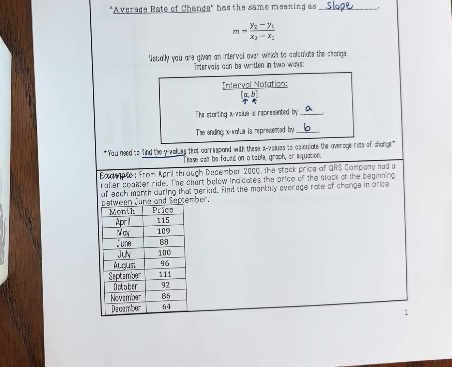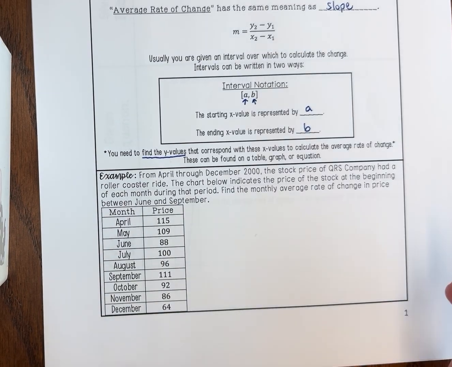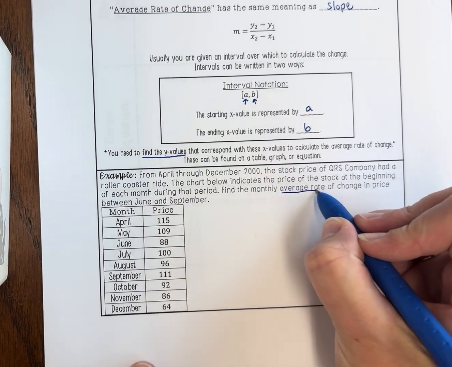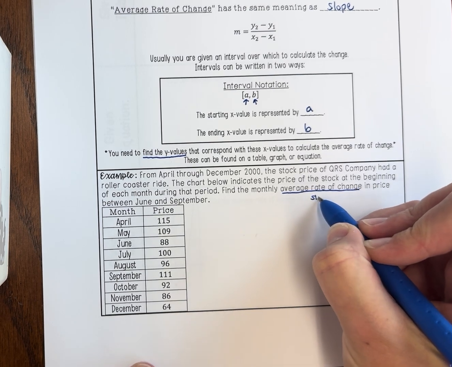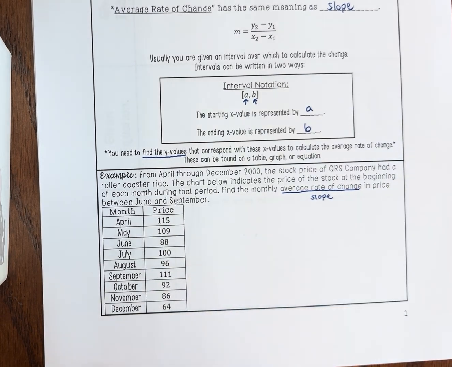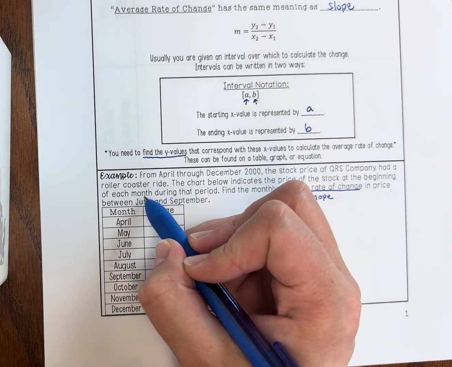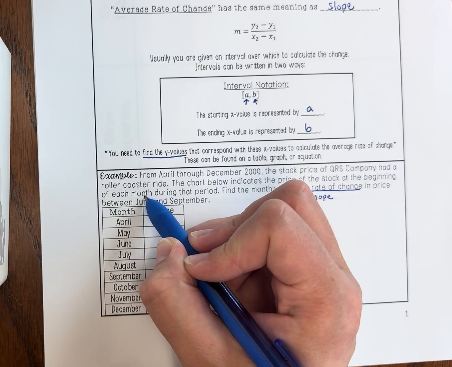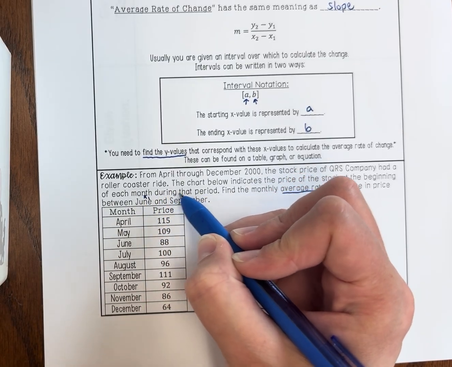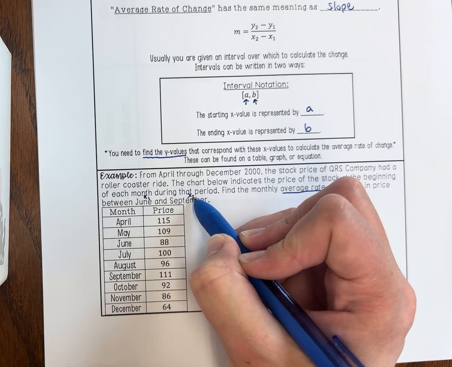So here's an example on the bottom. From April through December of 2000, the stock price of QRS Company had a roller coaster ride. The chart below indicates the price of the stock at the beginning of each month during that period. Find the monthly average rate of change, so this is slope, in price between June, this is going to be one of our x values, put x1, and September. This is going to be x2.